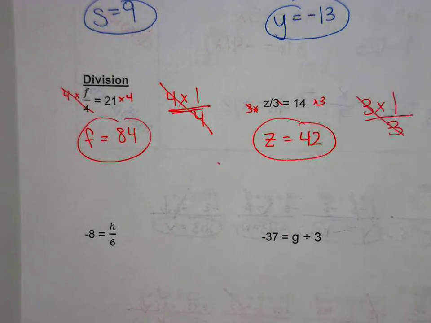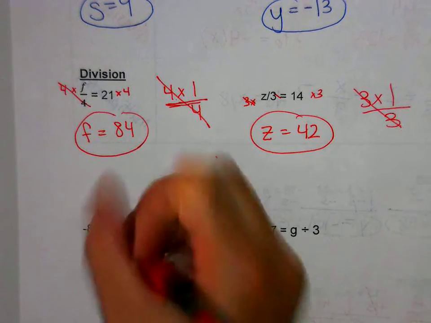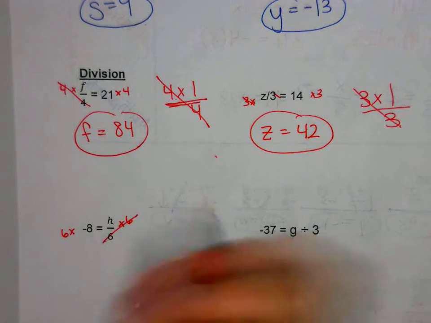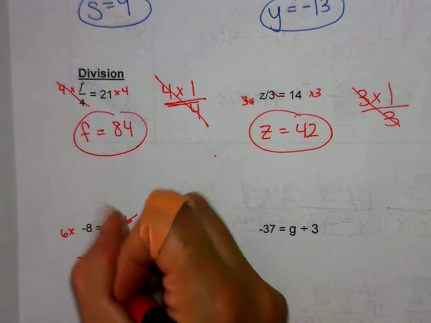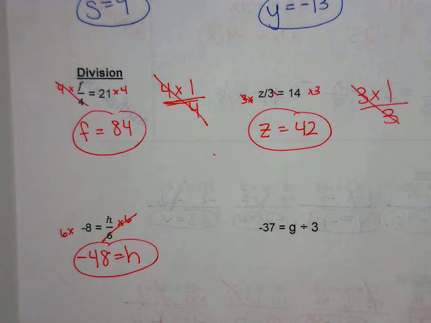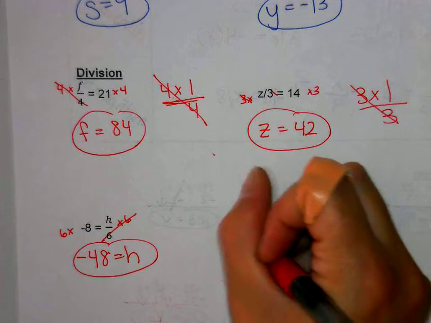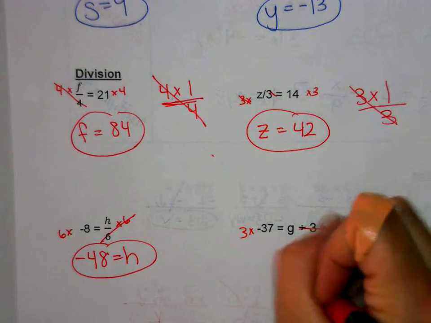Here we're dividing by 6. We're going to multiply by 6. Cancel out, become 1. So 6 times negative 8 is negative 48, equals h. We're dividing by 3, so we need to multiply both sides by 3. Those cancel out, become 1. 3 times negative 37 is negative 111.